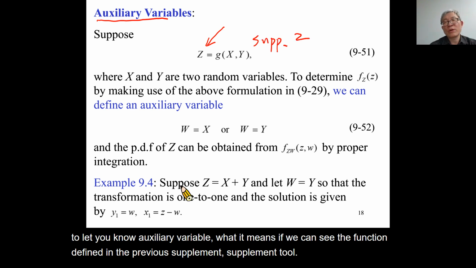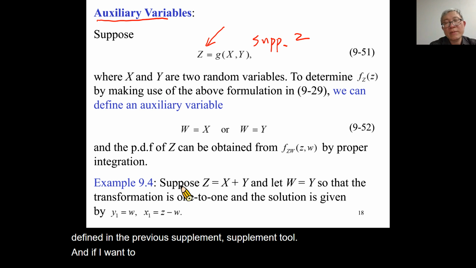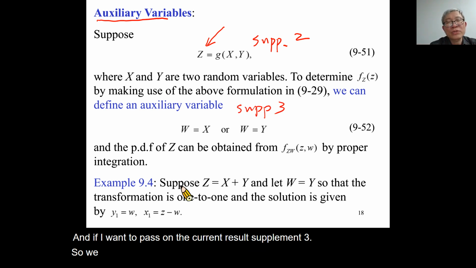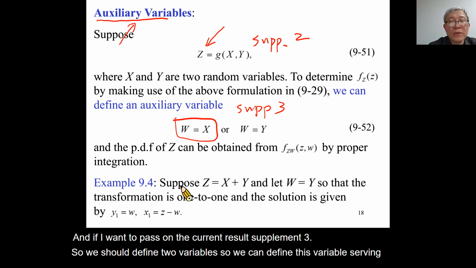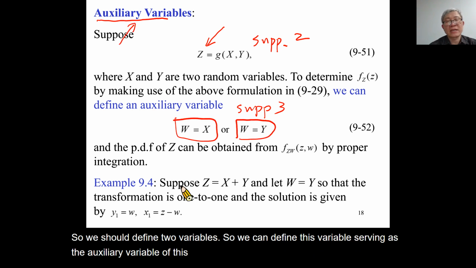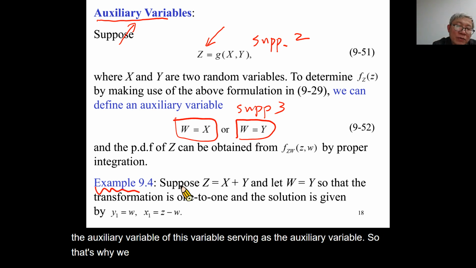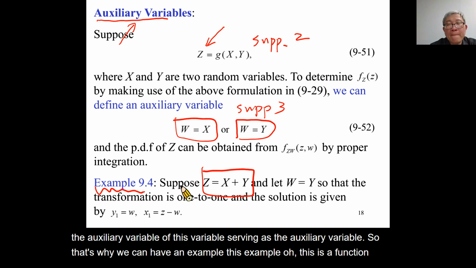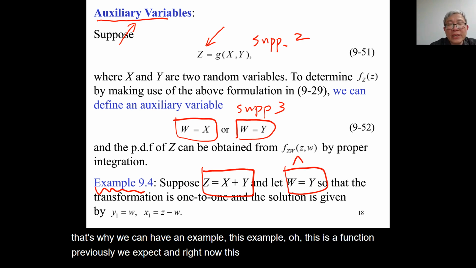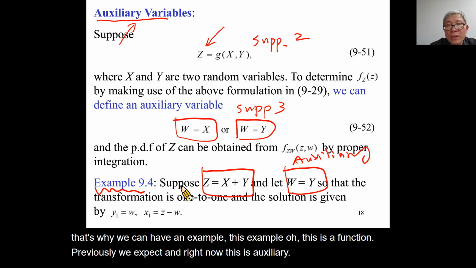And if we want to pass on the current result, supplement 3. So we should define two variables. We can define this variable serving as the auxiliary variable. So that's why we can have an example. This example, this is a function we previously expected. And right now, this is an auxiliary variable.